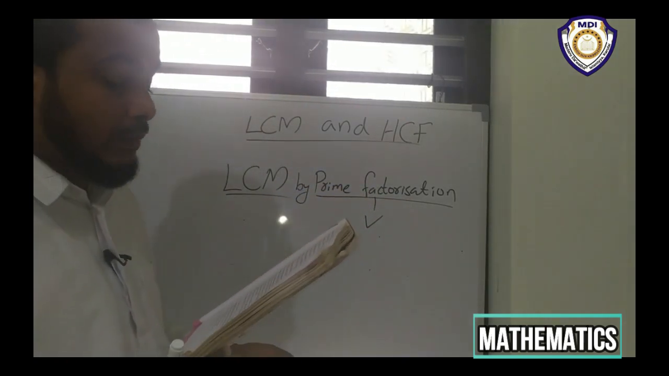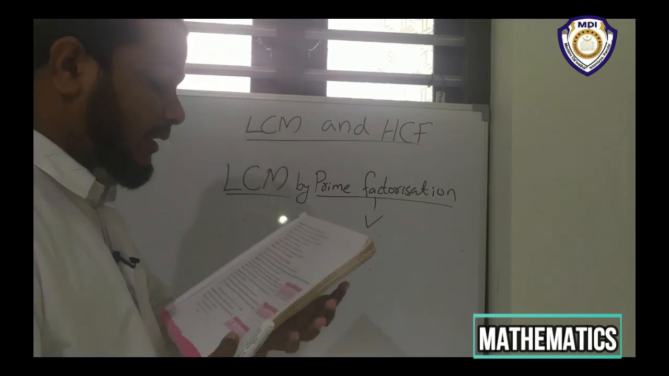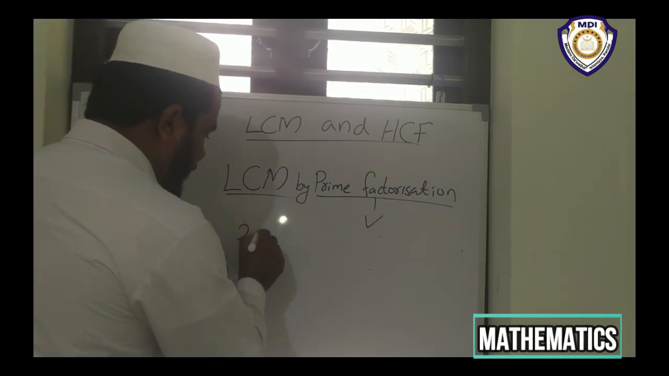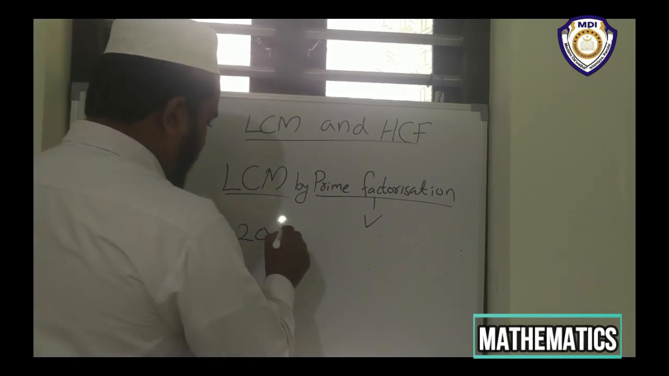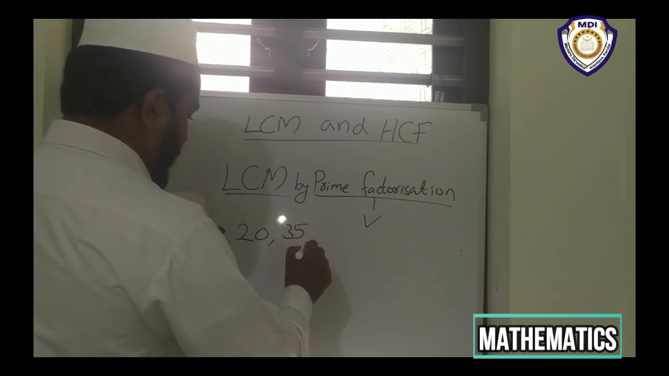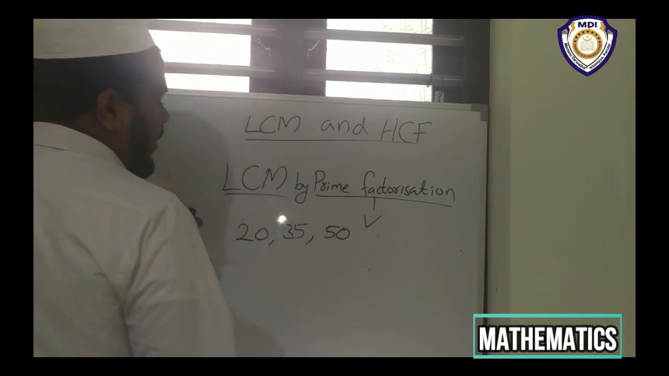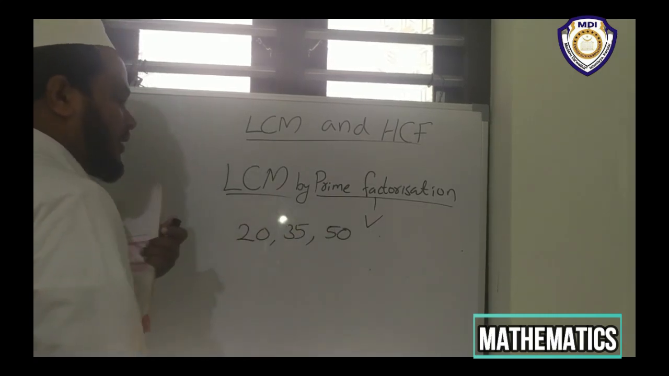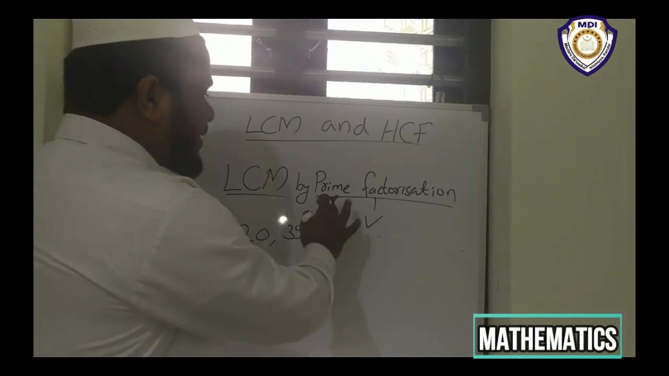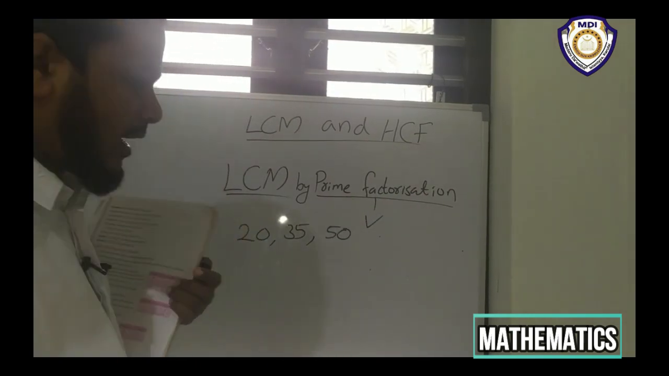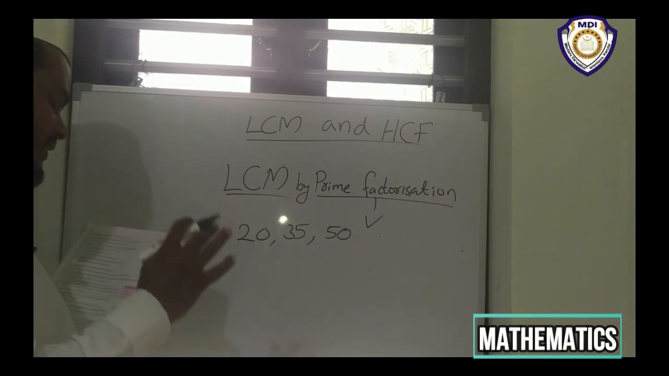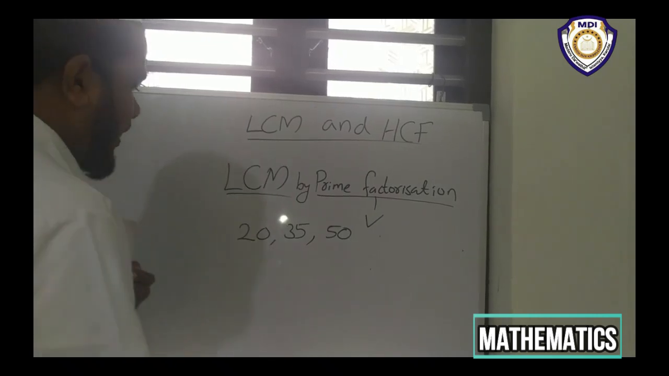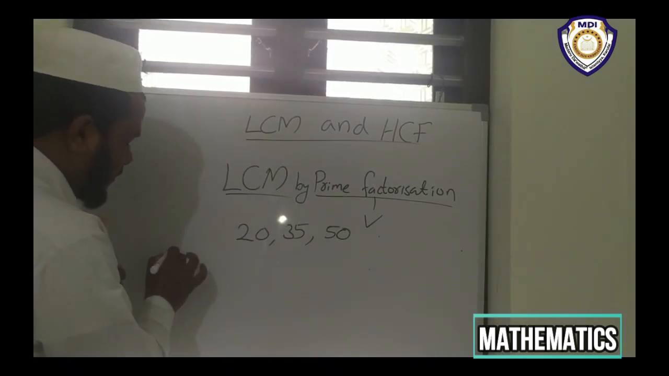Okay, so there is an example. Let us take this example: 20, 35, 50. We have to find out the LCM of 20, 35, 50. We are going to use the prime factorization method. First step, write all the prime factors of each of the given numbers. Which are the factors of 20?